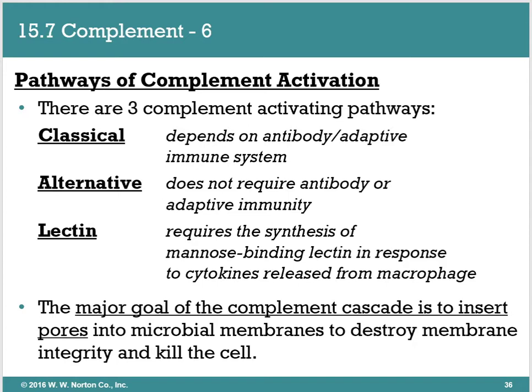Now, the differences between them is how they are actually activated. So classical is an antibody dependent activation pathway, whereas alternative is not antibody dependent. So an antibody is not present. And then there's lectin. So lectin requires the presence of lectin as well as the mannose binding site. And that is in response to cytokines being released from macrophages. So let me actually just show you a picture of it.